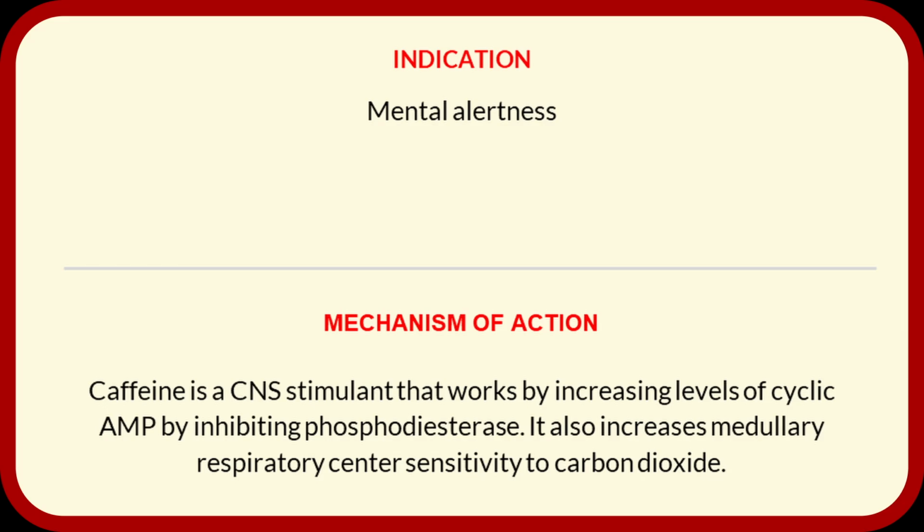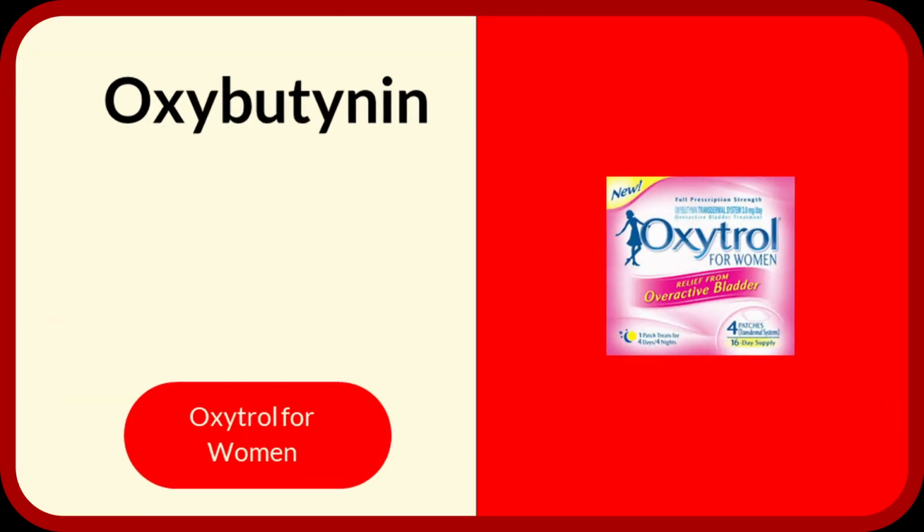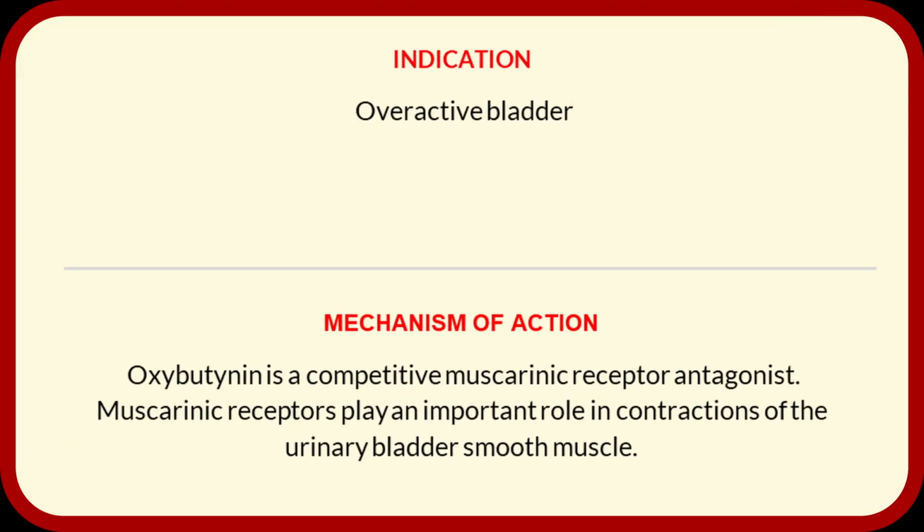Caffeine is a CNS stimulant that works by increasing levels of cyclic AMP by inhibiting phosphodiesterase. It also increases medullary respiratory center sensitivity to carbon dioxide. For urinary health, oxybutynin, with the brand name Oxytrol for Women, is indicated for overactive bladder. Oxybutynin is a competitive muscarinic receptor antagonist. Muscarinic receptors play an important role in contractions of the urinary bladder smooth muscle.